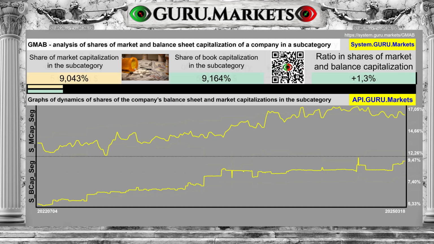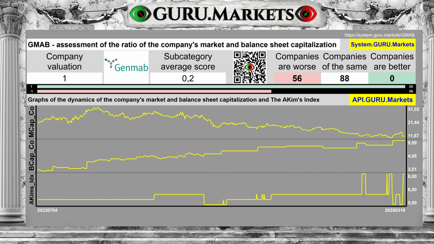By comparing the occupied shares of stock exchange and balance sheet capitalization, we can see the following. Occupied share Genmab ADR in the subcategory in case of market capitalization assessment is 9.043%. The balance sheet capitalization is 9.164%. This is 1% more than the share of market value. Assessment of the company's share of market and balance sheet capitalization of the subcategory, good, 1 point.